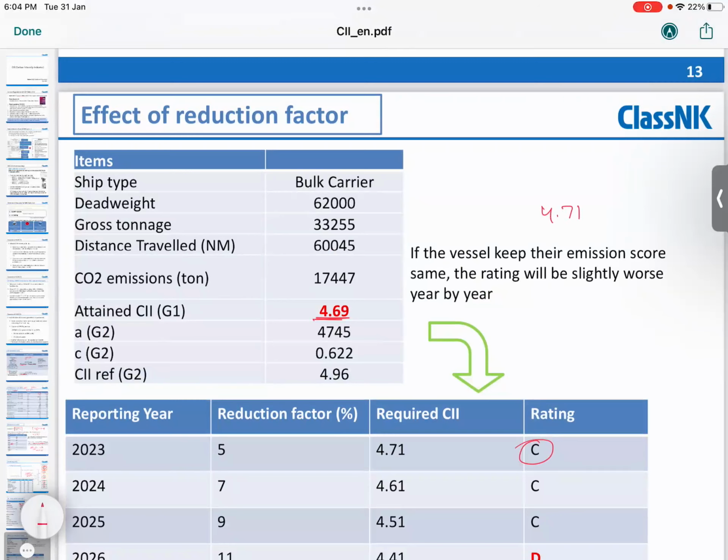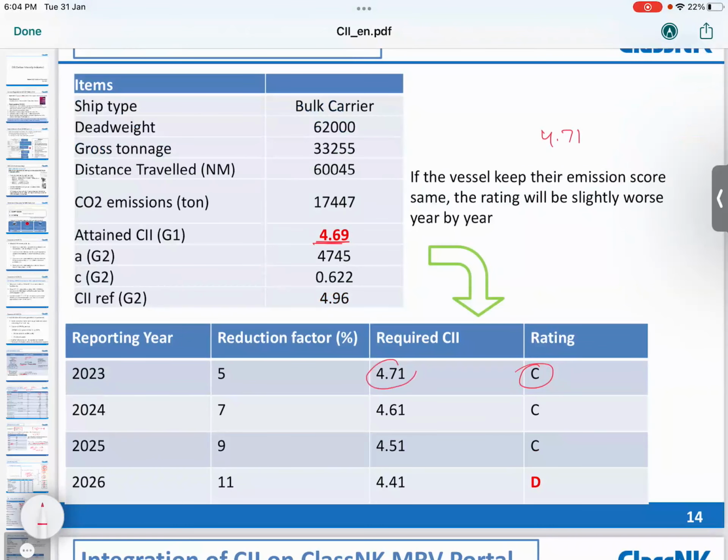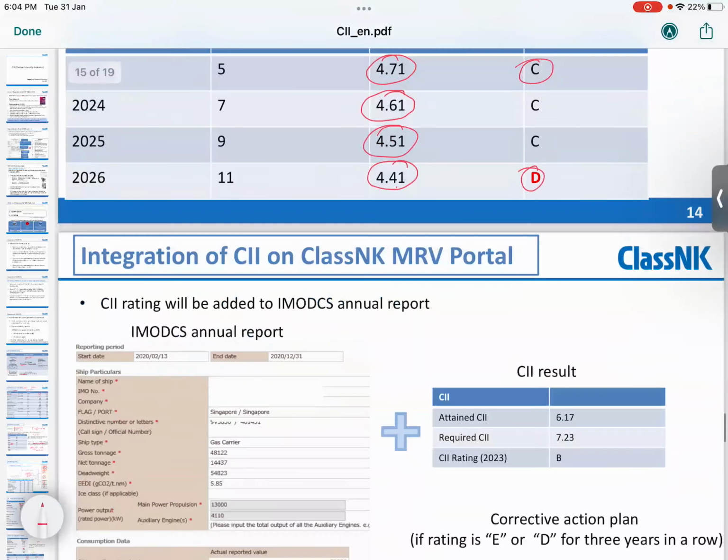4.71. But over the years, the value will keep decreasing. Earlier it was 5%, 4.71. Then 4.61, then 4.51, 4.41. So his rating will also keep falling. Once it becomes 4.41, he will go down to rating D, and he should start working on his thing, right?